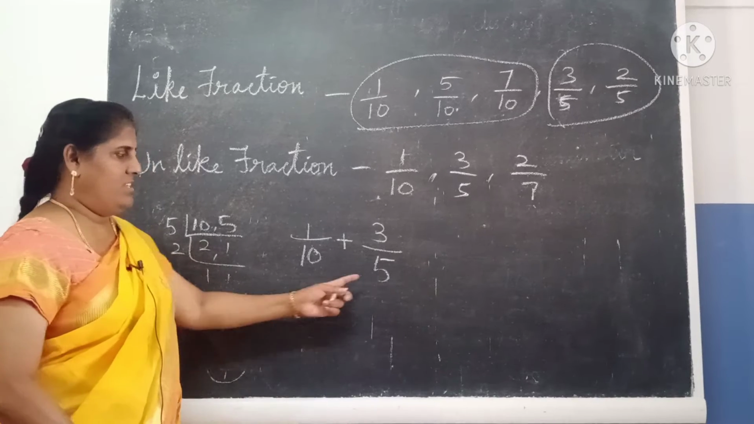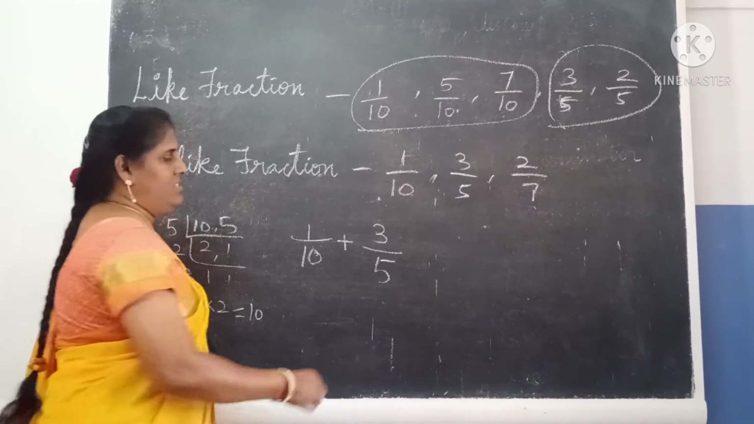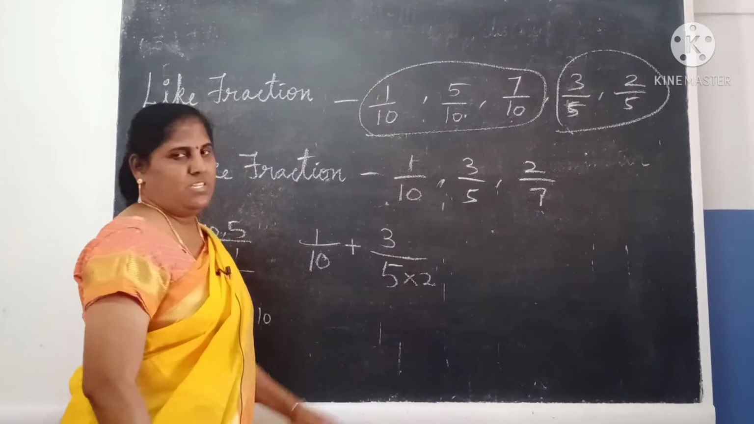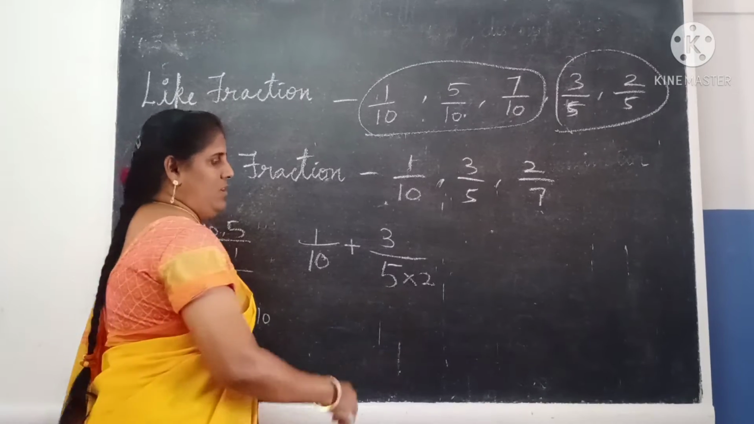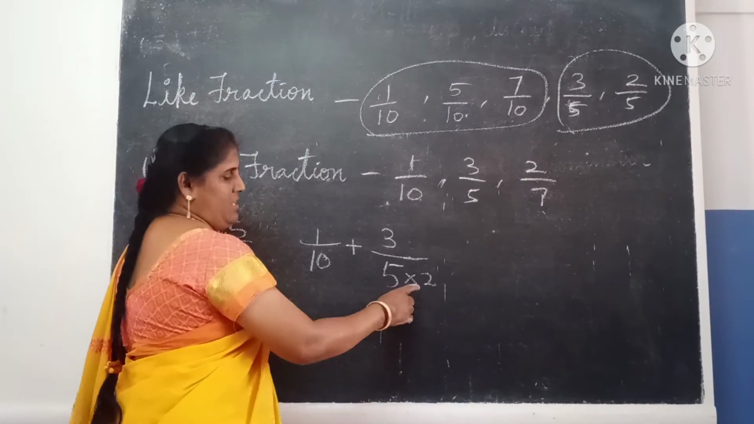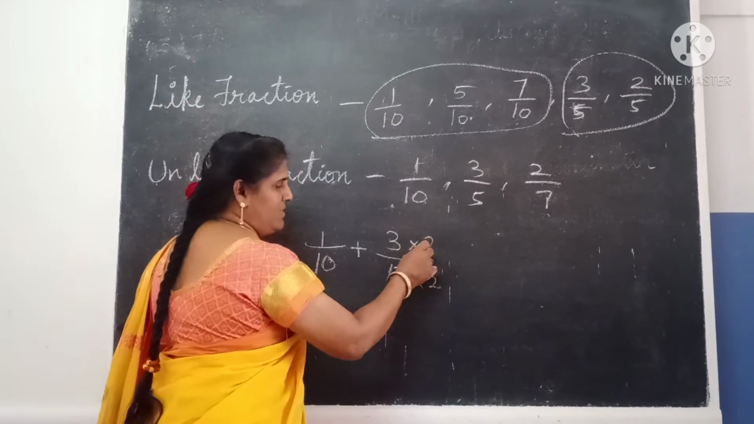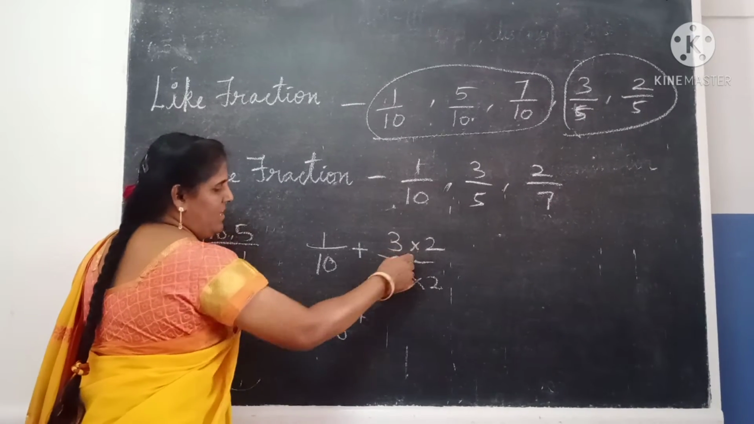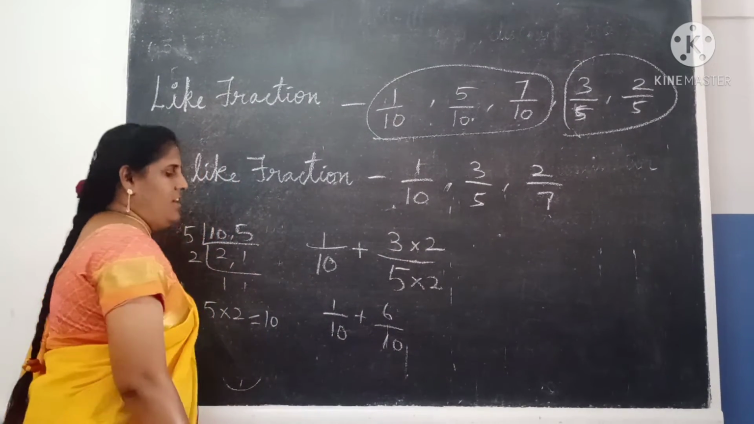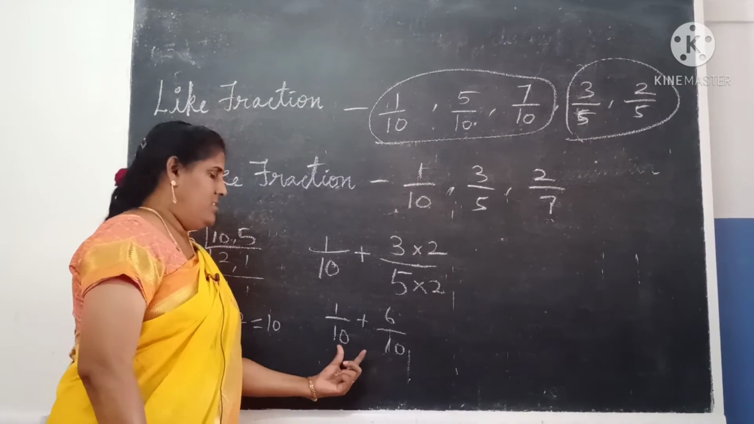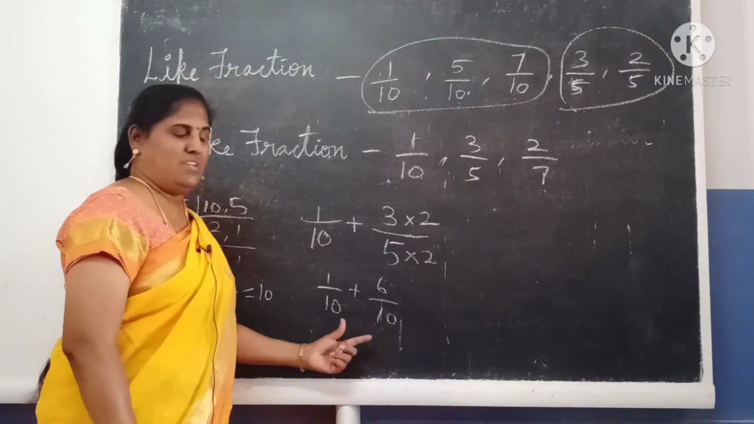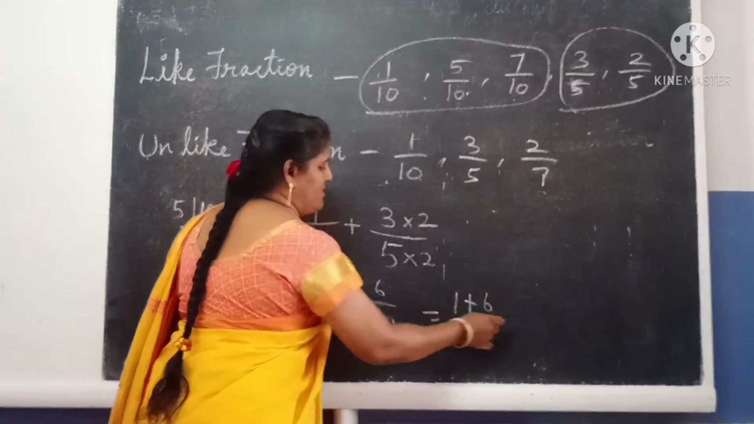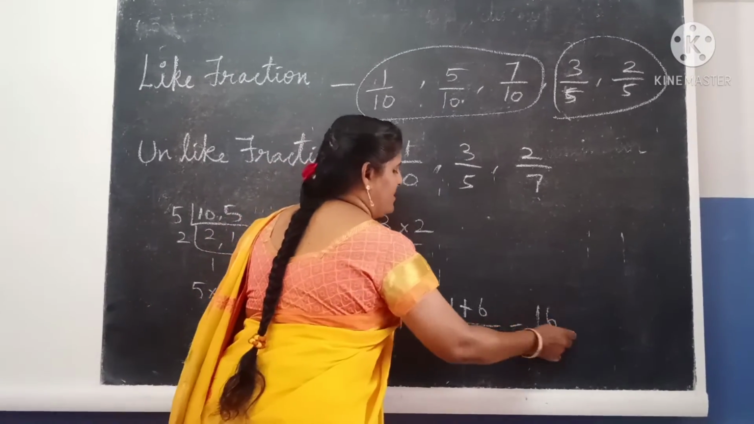So if you want to change 5 into 10, how do we change? Yes, if we multiply 5 by 2 it will change to 10. So as an equivalent fraction, if your denominator is multiplied by 2, the numerator is also multiplied by 2. So what will come? 1 by 10 plus 3 2s are 6 by 10. See here both have the same denominator 10, 1 by 10 and 6 by 10 are like fractions only. So now we can add. What will the answer be? 1 plus 6 by 10, answer is 16 by 10.